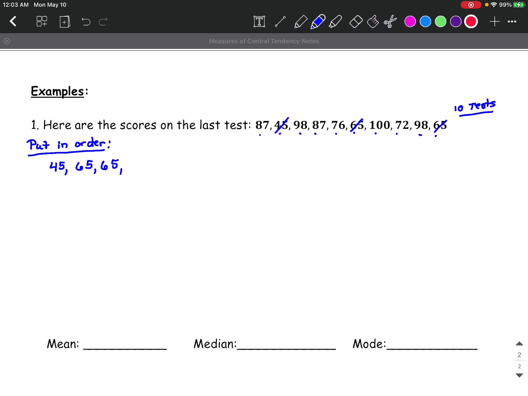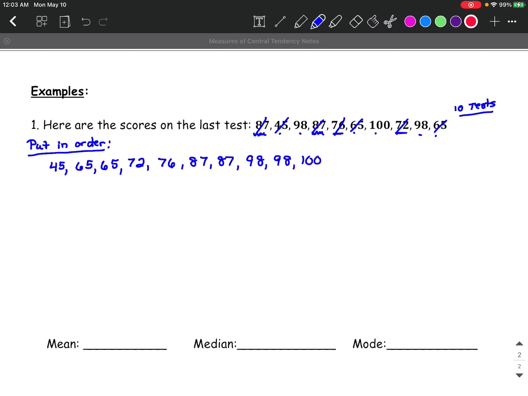Cross them out. Now let's look at the 70s. I've got a 76 and a 72. So we're going to do 72, then 76. I'm going to cross them out. All right, now the 80s, I've got an 87, an 87, so we're going to put in 2 87s, cross them out. Now 90s, it looks like I've got 2 98s and then 100.